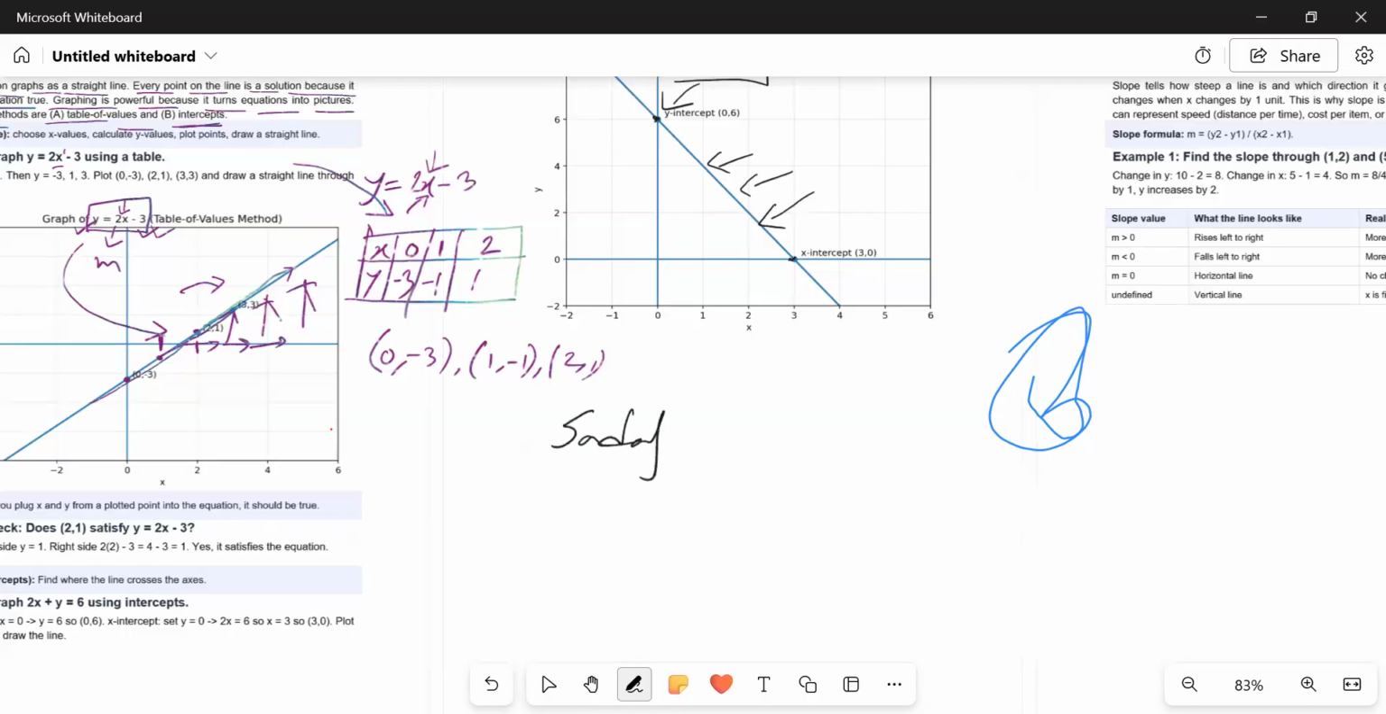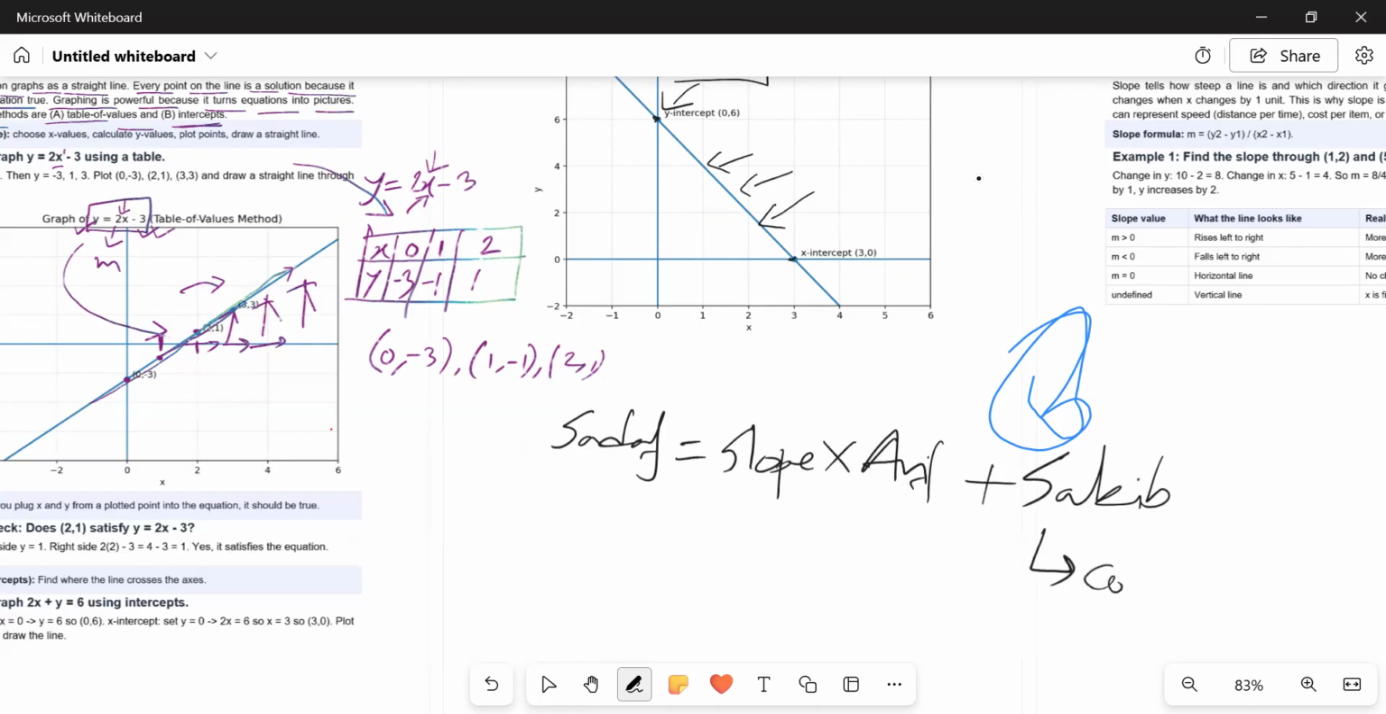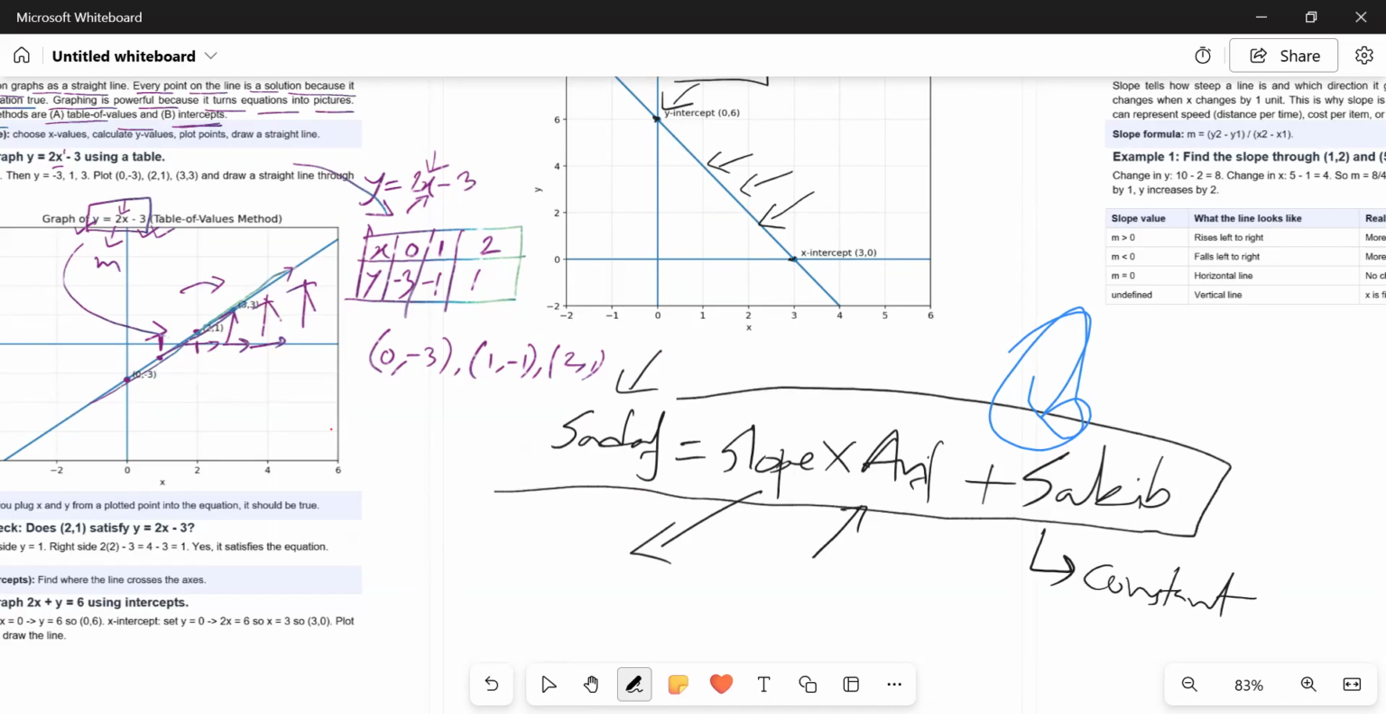If I write Sadaf is equal to slope times Arif plus Sakib, where Sakib is a constant and slope is the slope. This is a dependent variable and this is an independent variable. Am I wrong to write this? Write it in the chat box. Am I wrong to write this when I have defined all the variables?